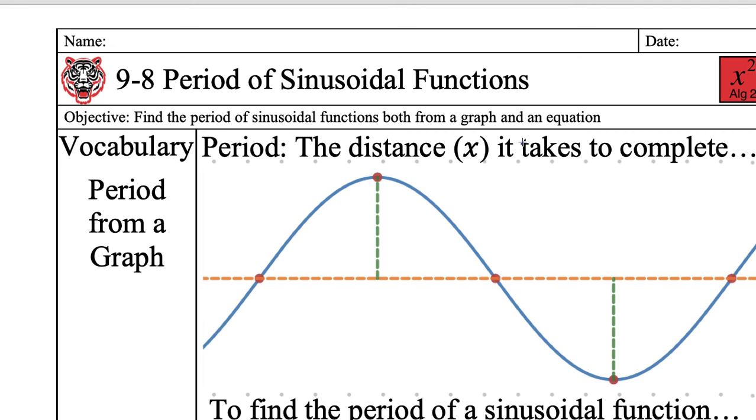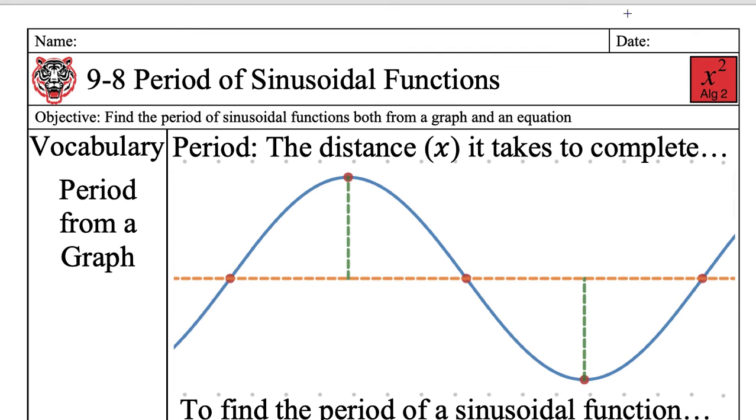All right, we are in Algebra 2. Today's lesson is 9-8, period of sinusoidal functions. Our date today is February 27th, 2020.